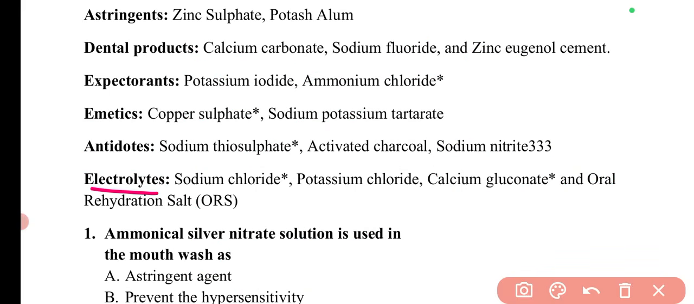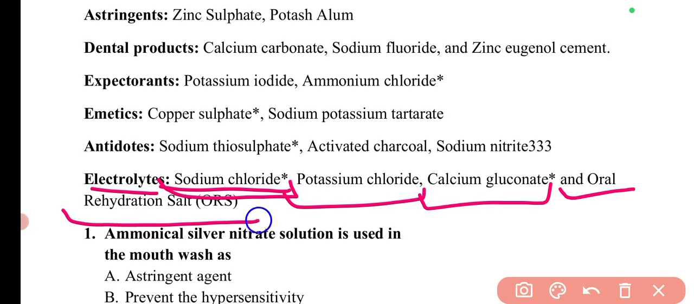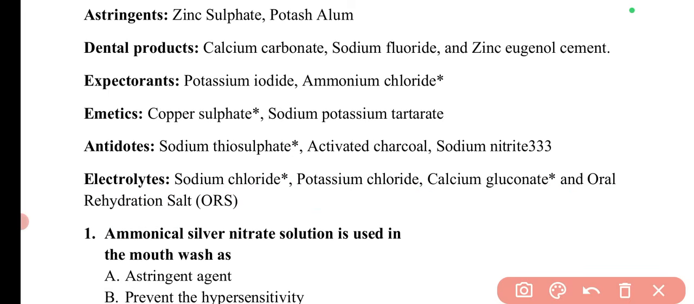Then electrolytes are quite simple, like sodium chloride, potassium chloride, calcium gluconate, oral rehydration salt. So these are the several electrolytes which will fulfill the electrolyte requirement in our body. So basically there are 2 types, intracellular and extracellular electrolytes, so that we can cover in the MCQ form.